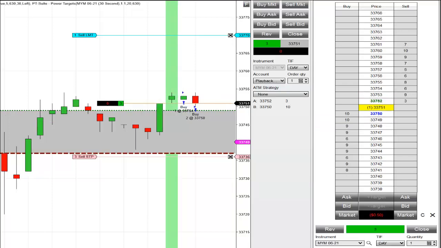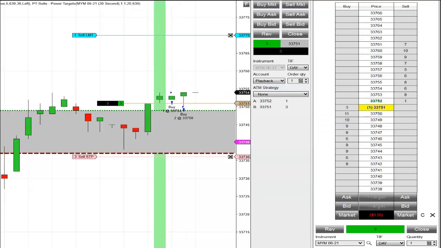Order filled. All right, and so now what we want to do is go ahead and get an order in right away for taking 2 off, the 2 that we just filled on. And so again, we can just pick a level up here somewhere to take 2 off, and then that'll get our first contract at break even.